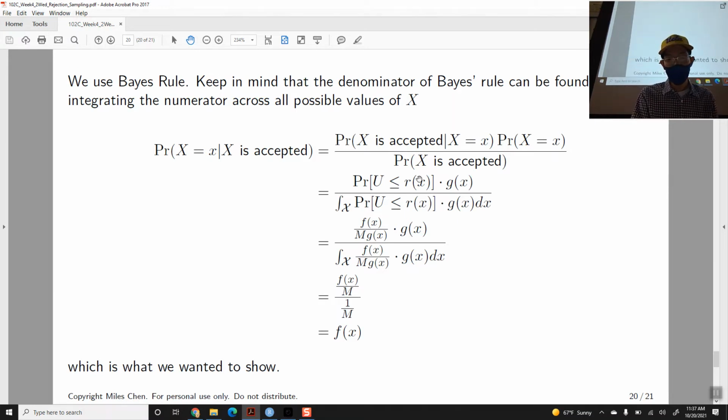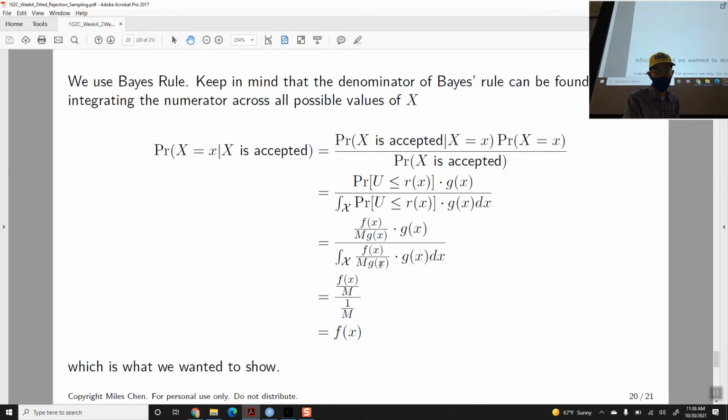So this part, what is r of x? That ratio is found by doing f of x divided by m times g of x. Okay? We're going to multiply that by the probability of generating x, which comes from g of x. We're generating x from the g distribution. So my numerator is going to become f of x over m. What is this denominator going to become equal to?